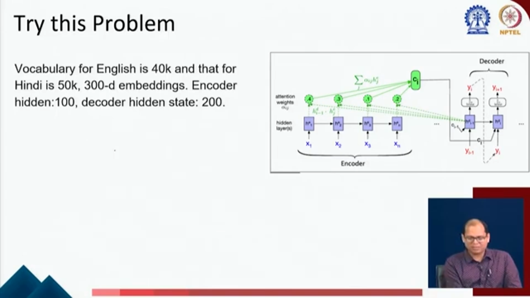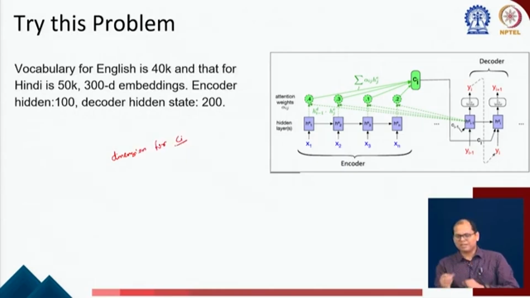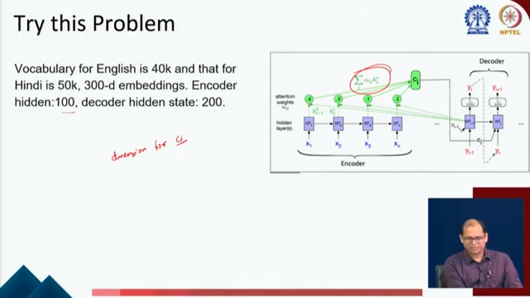First of all, what is the dimension of the context vector? c_i is nothing but a weighted average of all the encoder hidden states. That means it has the same dimension as the encoder hidden state, so the dimension of c_i is 100. It is going to give input to the hidden vector, so finally it has to be projected to the hidden vector of the decoder dimension, that is 200.